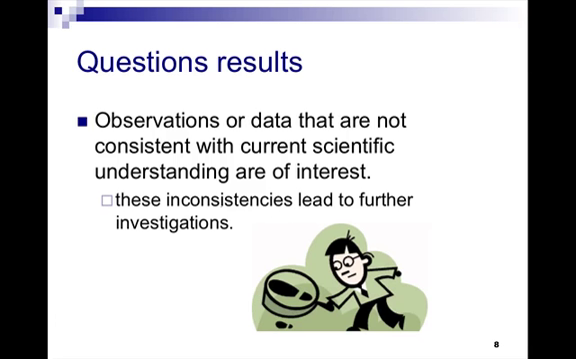Science always questions results, so observations or data that are not consistent with current scientific understanding are of interest. What this means is when there are inconsistencies, these lead to further investigations. So scientists are always questioning results of other scientists' investigations, and that's why it takes so long for a theory to develop, because there's other scientists questioning other scientists.